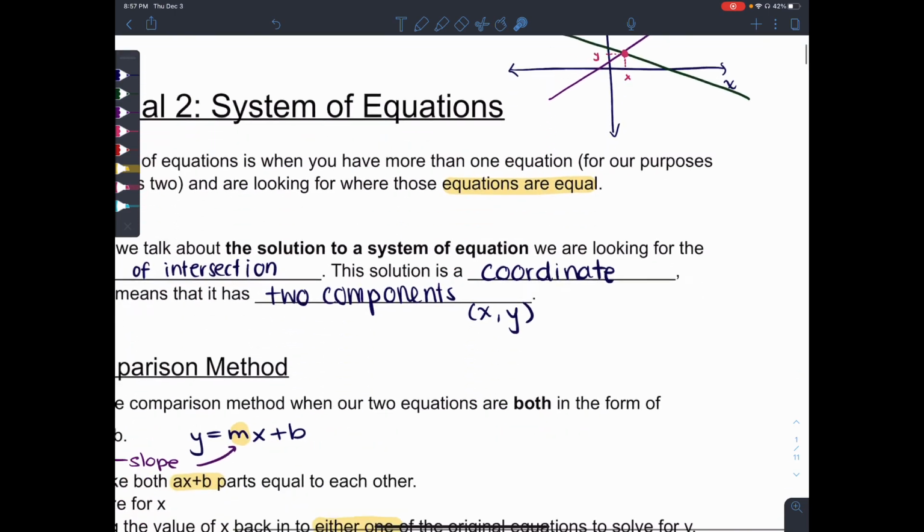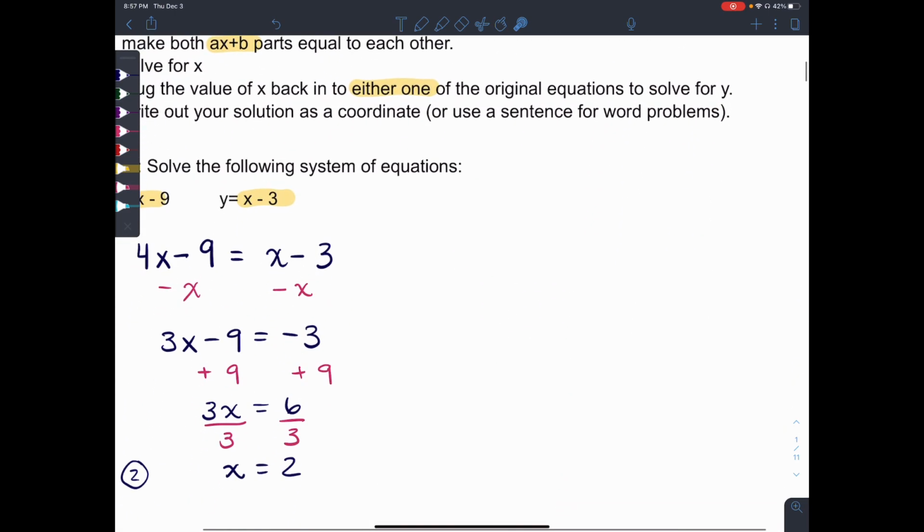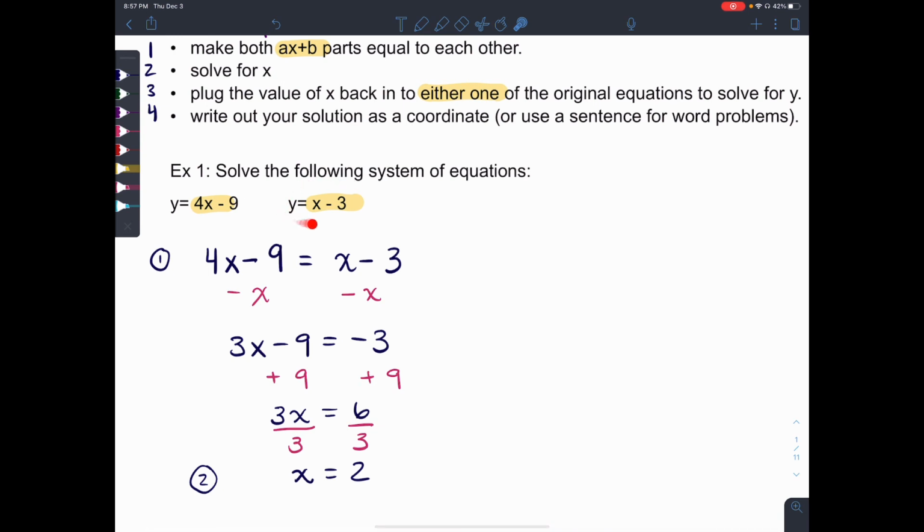So now we'll go back and I'm going to pick the second equation since that one is a little bit easier to work with. I don't have to do any multiplying. So y equals x minus 3. In this case, my x is 2. And my answer is minus 1. So that was my third step. I solved for y. And you cannot forget your fourth step. Write out your solution as a coordinate. Or you could use a sentence for word problems.